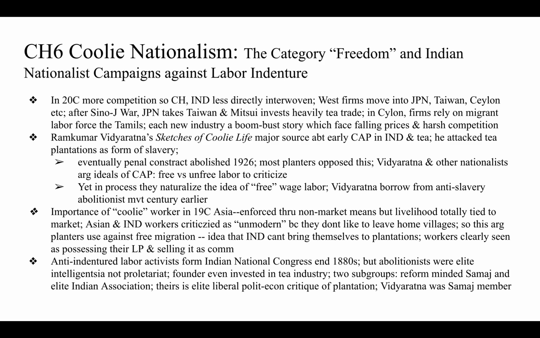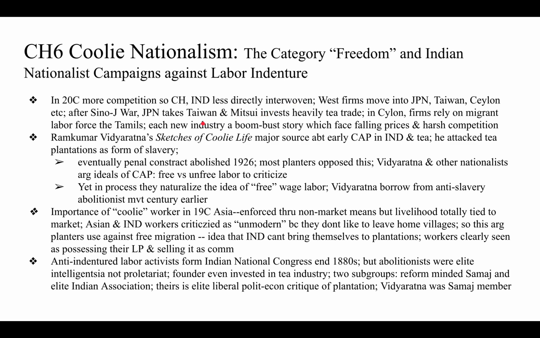Okay, in chapter 6, Liu goes back to India, and the title of the chapter is Coolie Nationalism: the category freedom in Indian nationalist campaigns against labor indenture. So in the 20th century, competition in China and India was directly interwoven. And Western firms moved into Japan, Taiwan, and Ceylon as well. And so there's more competition, basically, competition for more tea harvesting regions.